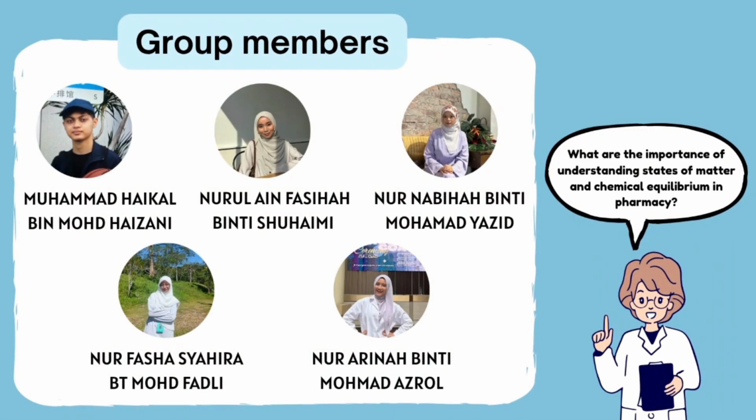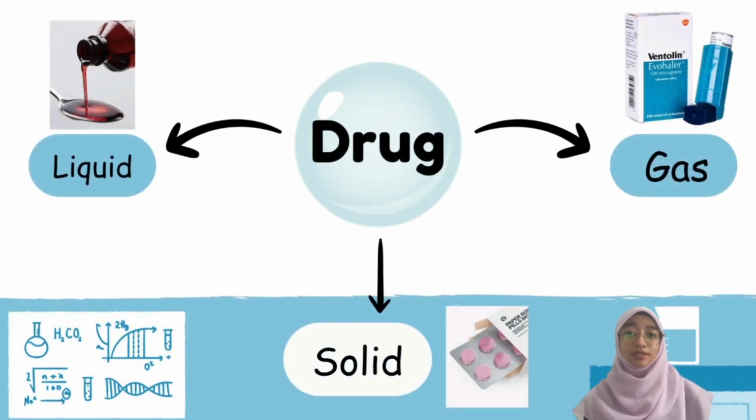Before we dive into the details, it is important to understand that in pharmacy, the physical state of a drug plays a major role in how it is formulated and how stable it is. The state of matter is mainly applied in designing drug forms. Generally, drugs can be grouped into three types of form, which are solids, liquids, and gases. Each form has its own purpose depending on the patient's needs.